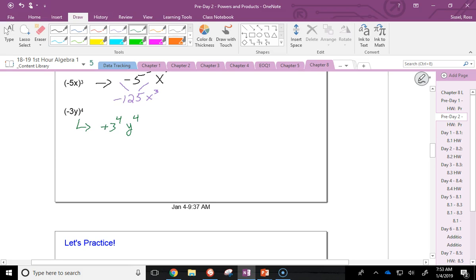To be honest, on today's homework, when we grade it on Monday, you could leave the answer like this on most of them. You could just say 3 to the 4th power times y to the 4th power. But since it's asking us to simplify, we want to get in that habit. So I can simplify this. 3 to the 4th power becomes what? 81. And we'd have y to the 4th.